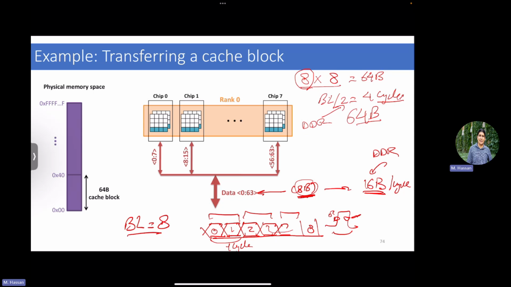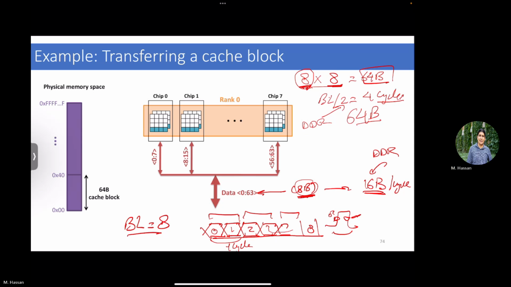Good. So again, the total data size you transfer is your burst length multiplied by your bus width interface, 8 by 8, 64 bytes. And how many cycles you take to transfer this is, I transfer 2 beats every cycle. I transfer 8 beats. That's a total of 4 cycles. Good. Is there any question?